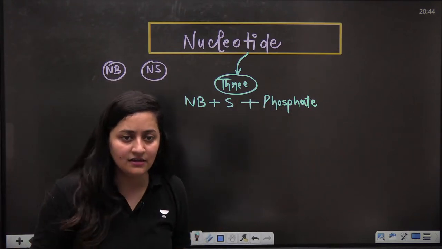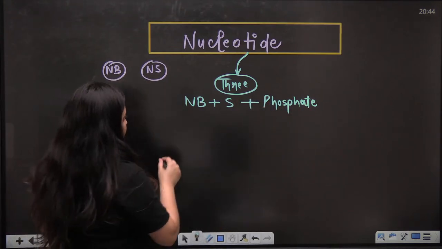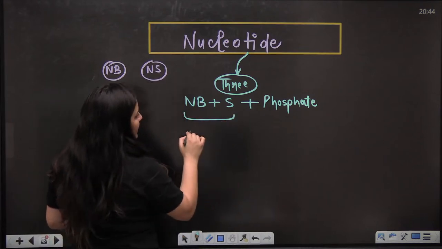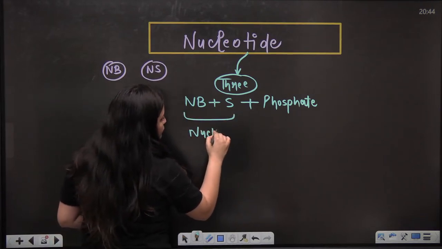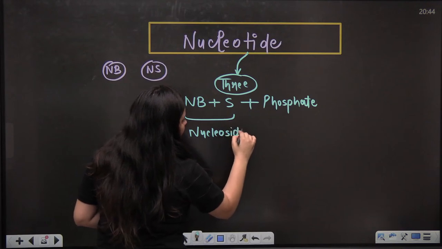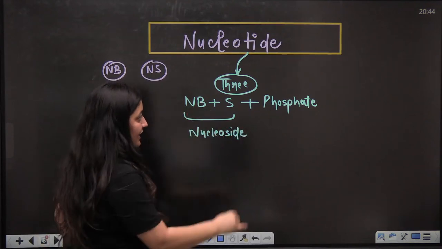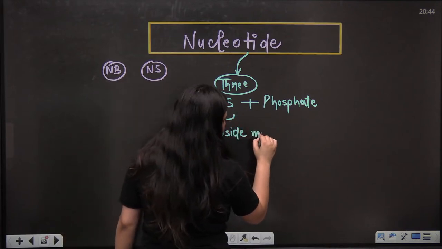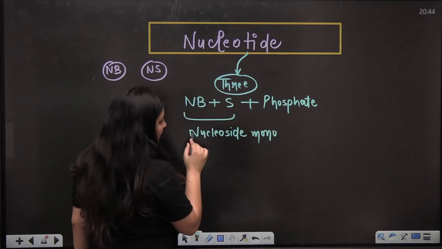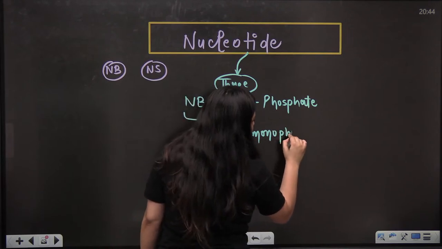Nitrogenous base plus sugar plus phosphate. Is that clear? Now, kids, already you know they are connected. When nitrogenous base plus sugar join, we used to call it a nucleoside. Now, one phosphate is added. So, can we not say that it is nucleoside monophosphate?